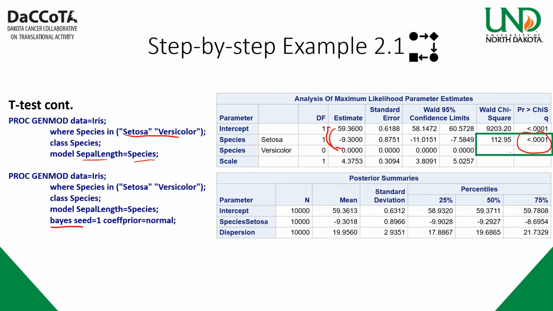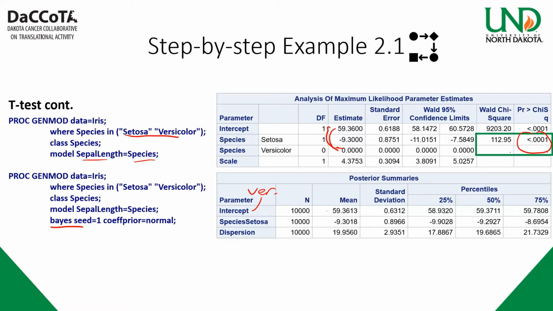Now, if we add this Bayes statement, we've got a seed that is just used for reproducibility, and then our coefficient prior, we'll just do a normal. We're not going to get back into setting too complicated of priors. This is what comes out here, and again, very similar. The intercept, you can read here, this is Versicolor, it's 59, and then Setosa is 9 less than that.